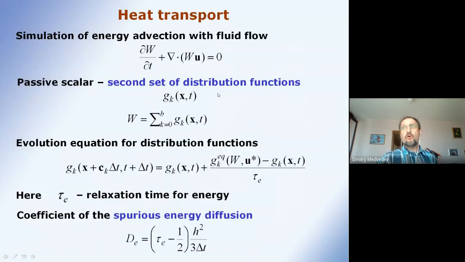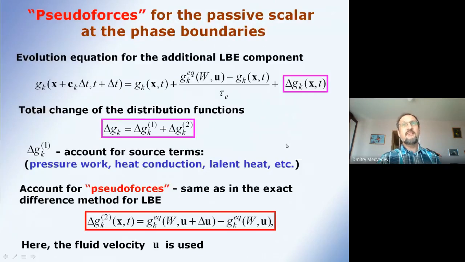And to solve the advection equation for the internal energy in the multiphase case, we use a passive scalar method. We introduce a second set of distribution functions with a lattice Boltzmann-like evolution equation. And in this case, the problem is a spurious diffusion at the interfaces, and to avoid it, we introduce special pseudo forces which keep the internal energy inside the phases. So the temperature is constant in the case without heat sources.